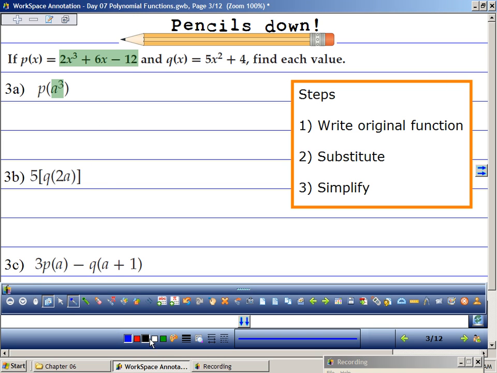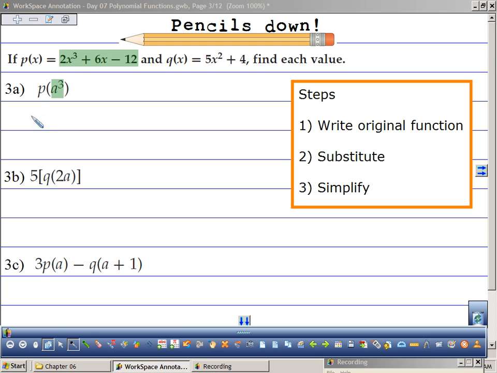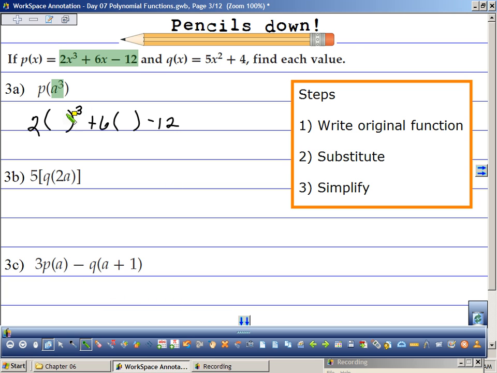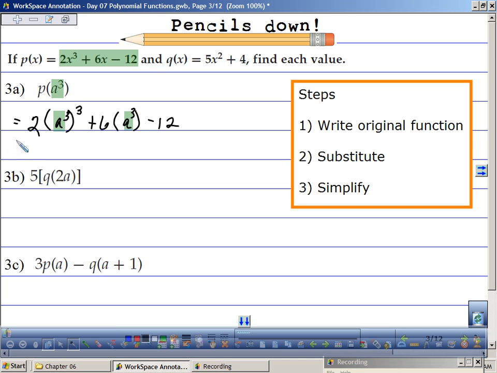First, I'm going to draw my shell. So it's going to be 2x cubed plus 6x minus 12. So right here goes an a cubed, and here goes an a cubed. So to further simplify, that would be just a cubed 3 times is a to the 9th. Good. Plus 6a cubed minus 12.